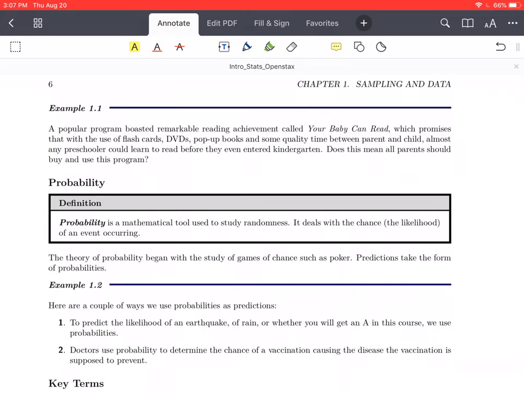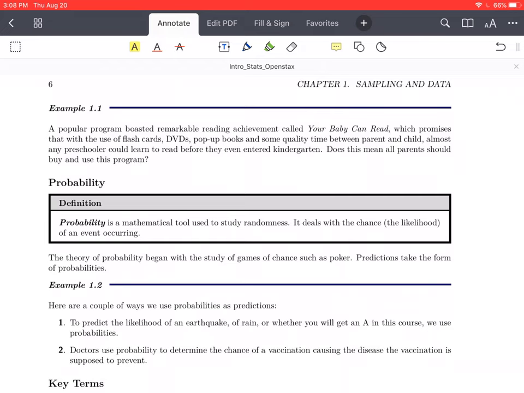We want to be careful saying all parents should buy and use this program, because everybody's different. That's going to be one thing that comes up a lot in these sections: in statistics there is no one-size-fits-all for everything. There is a lot of gray area when it comes to dealing with statistics. It's never going to be 100% yes or 100% no. There's always going to be some give and take there.